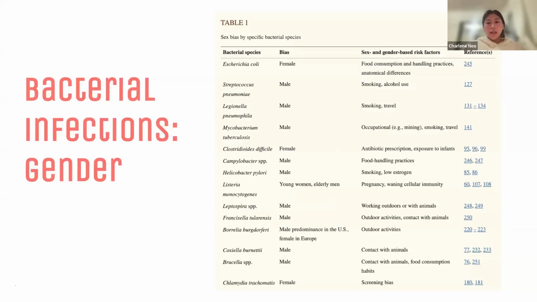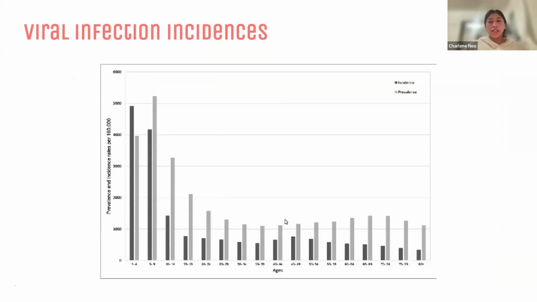So for this chart, I have a few examples of bacterial infections that are more prone in males or females. For example, E. coli is more prominent in females, and Streptococcus pneumoniae is more common in males, just for some examples. The next chart is viral infection incidences.